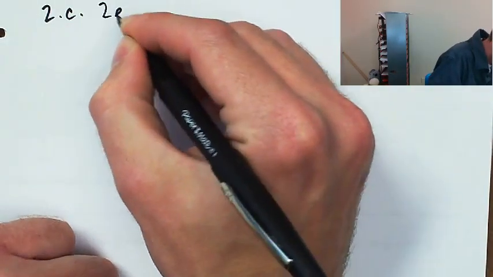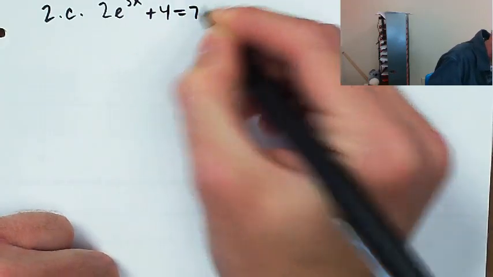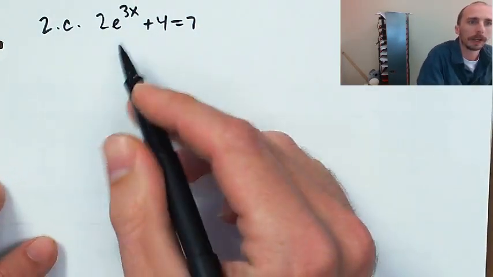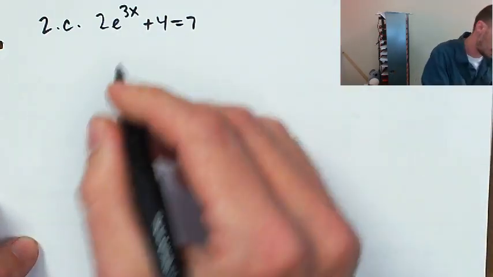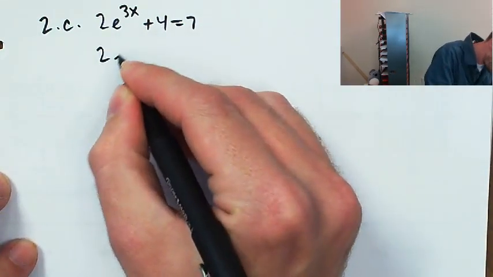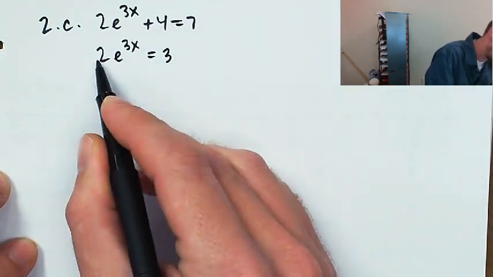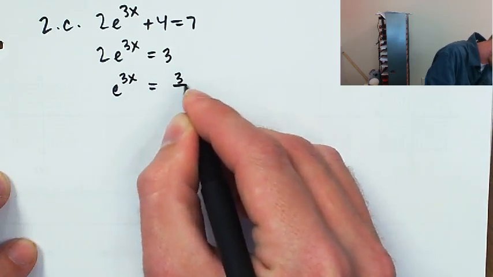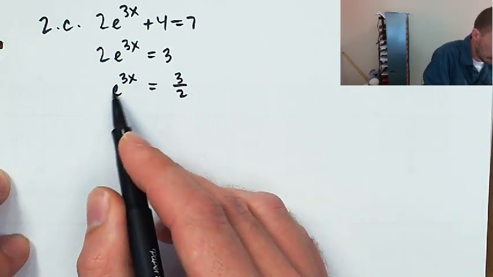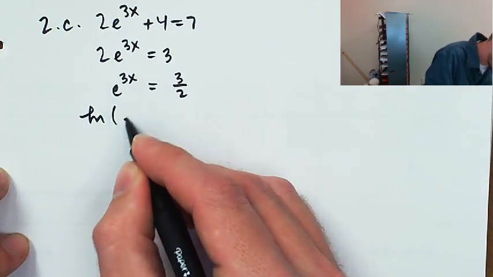That's 2e to the 3x plus 4 equaling 7. Okay, so I got to get that e to the 3x by itself, and then I'll take a natural log of both sides. So I need to subtract that 4 first. 7 minus 4 would be 3. Divide by 2. Okay. Take the natural log of both sides to get rid of that e.